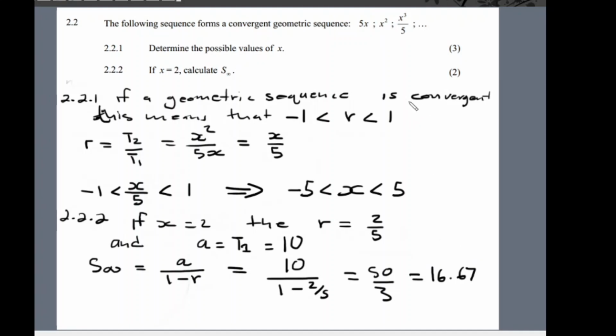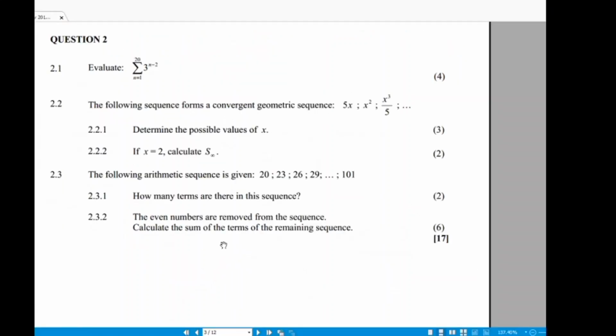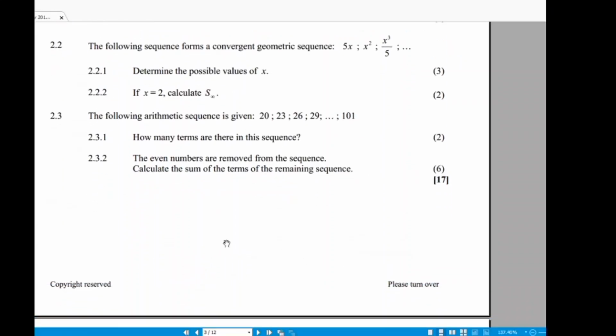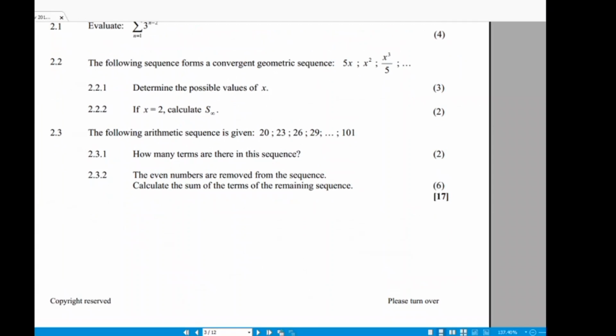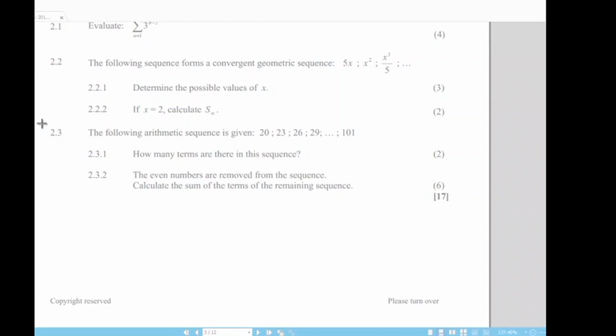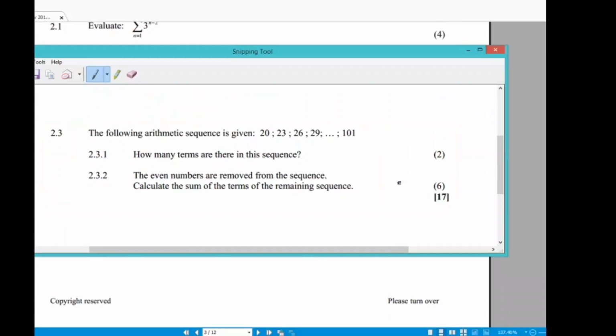So this condition is important. Convergent means that the common ratio is between -1 and 1, right? Otherwise, if the sequence is not convergent, we wouldn't be able to calculate the sum to infinity. Okay, so now let us do question 2.3.